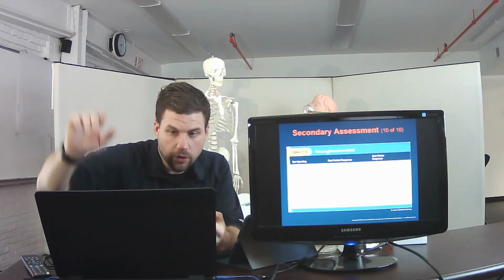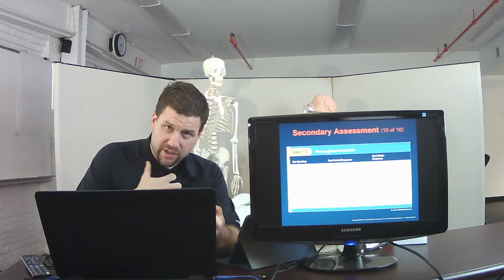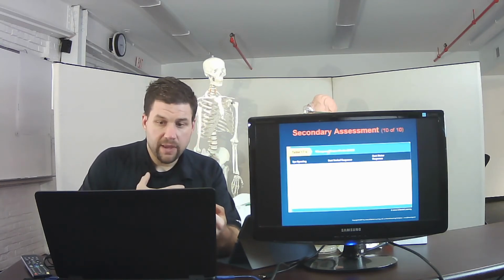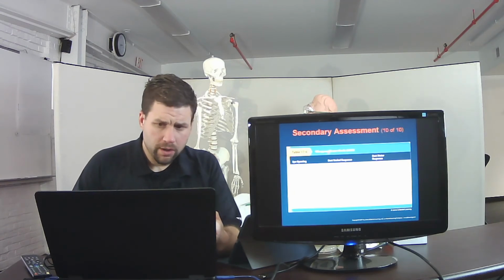So best motor response, obeys command. Give me a high 5. Okay, I can do that. Gets a sternum rub. I grab at my chest where you've rubbed my sternum. That's a localizing pain. If you give me a sternum rub and I try to pull away, that's a 4.